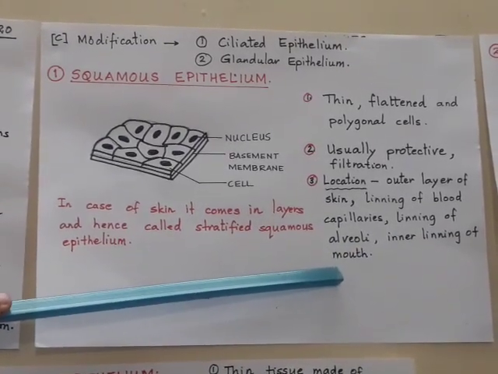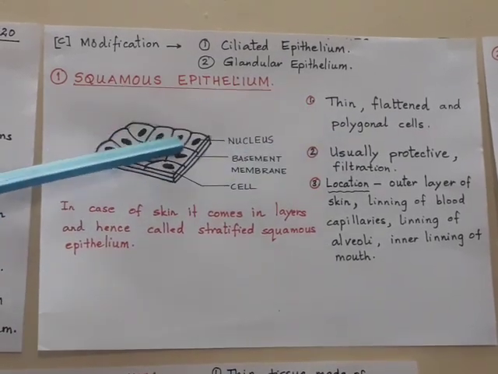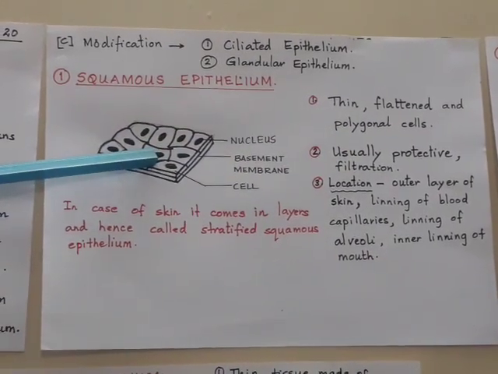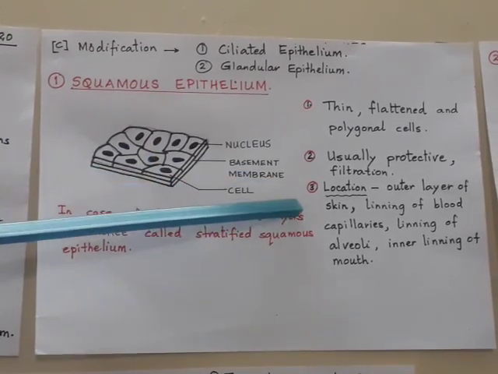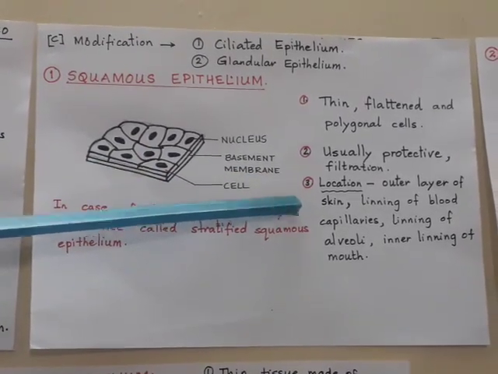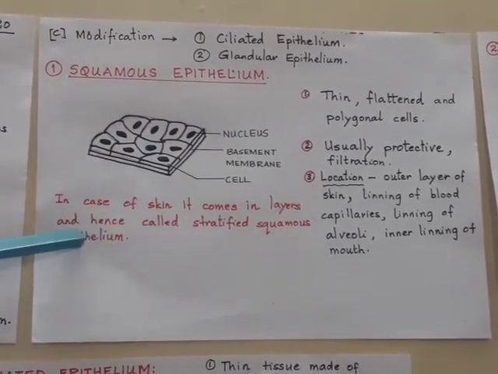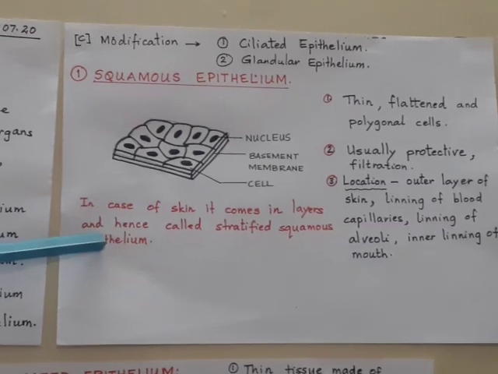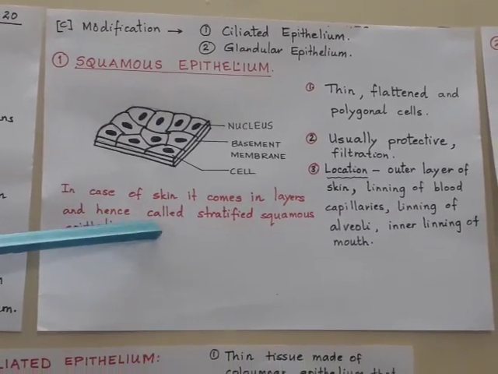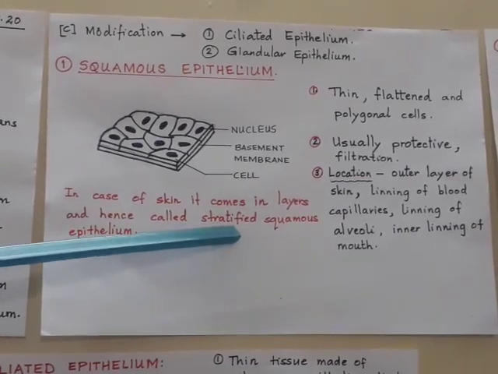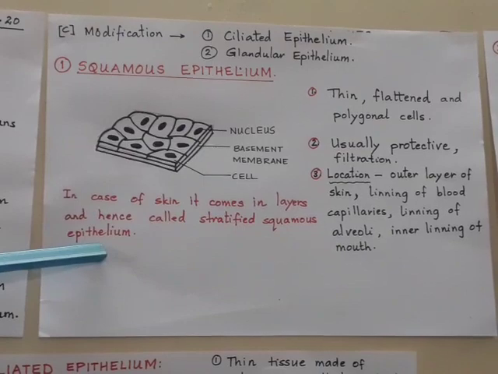Now it is thin, flattened cells. A question arises: if it is thin and flattened, how does it protect the skin? Because we have seen it is the outer layer of the skin. In that case, it comes in layers, so that it can help against the wear and tear of the skin. And therefore, it is in the form of stratified squamous epithelium.